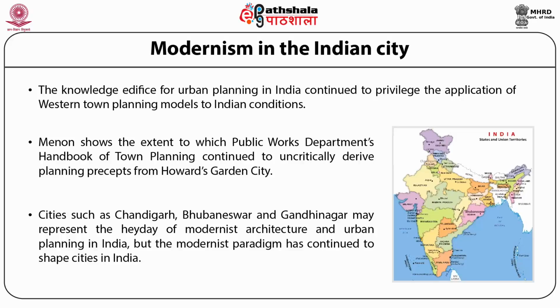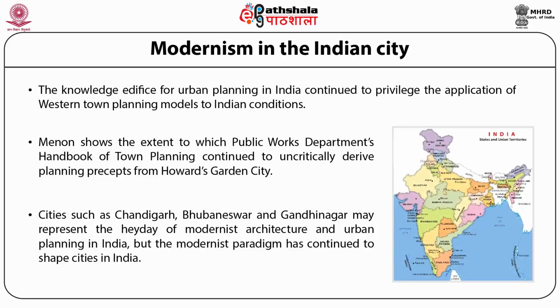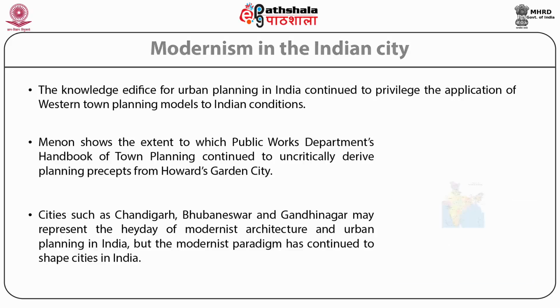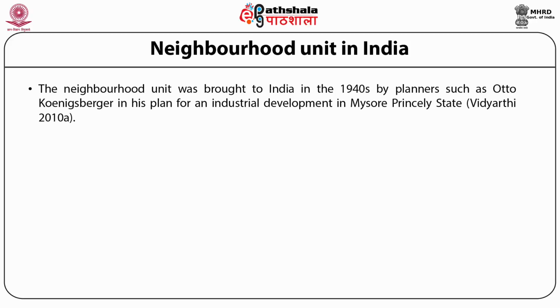Indeed, the neighborhood unit was to become a key element of the modernist achievement of the trifecta of new state capitals: Chandigarh, Bhubaneswar, and Gandhinagar. Let us look at how the neighborhood unit has worked in the Indian context. The neighborhood unit was brought into India in the 1940s by planners such as Otto Koenigsberger in his plan for an industrial development in Mysore princely state.